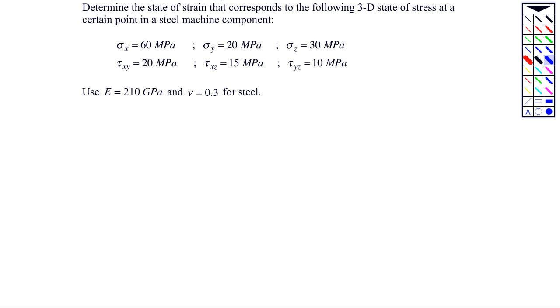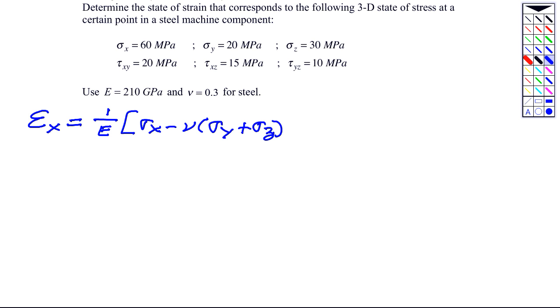There'll be 6 components. So what we're going to do is just use the 3D equations that we derived here in lecture. Let's begin with the x component of the strain, epsilon x. So that's going to be 1 over the Young's modulus, 1 over E, times the quantity sigma x minus nu times the sum of sigma y and sigma z. The Young's modulus is given to us in gigapascals, so we'll convert that to pascals. That will become 210 times 10 to the 9th newtons per meter squared.